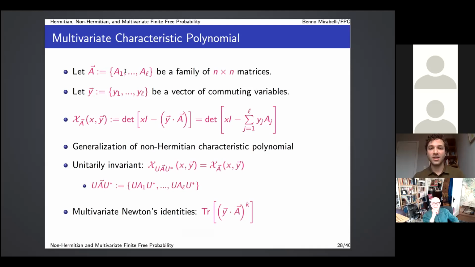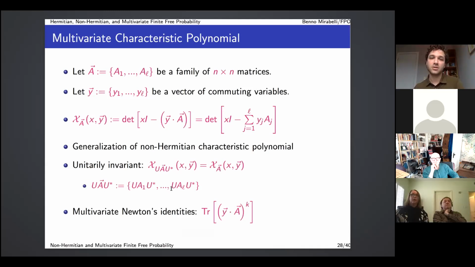And importantly, again, this is also a unitarily invariant function. And what I mean by unitarily invariant in this case is I do the same unitary transformation to every matrix in my family. So I transform every matrix A1 through AL by the same unitary transformation. And once again, this can be related to the relaxed multivariate moments by a generalization of Newton's identities. So you can go back and forth between the moment and this characteristic polynomial way of looking at it.